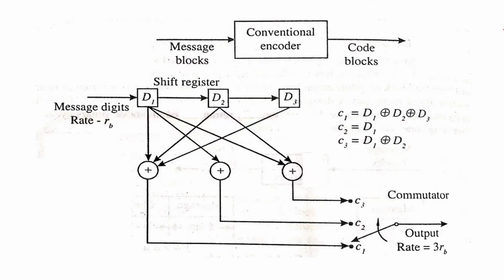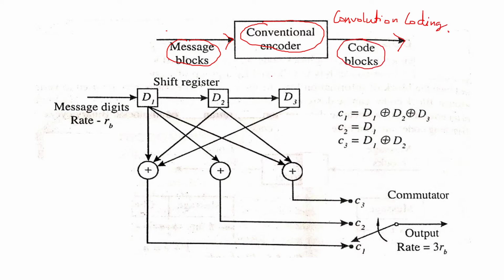Here we will see the method. You can see we have shown two things. The top one is the convolutional encoder. Here you're going to have your message bits: the input will be the message bits and the output will be the code bits. So after convolutional coding, what is the output that you will get here?